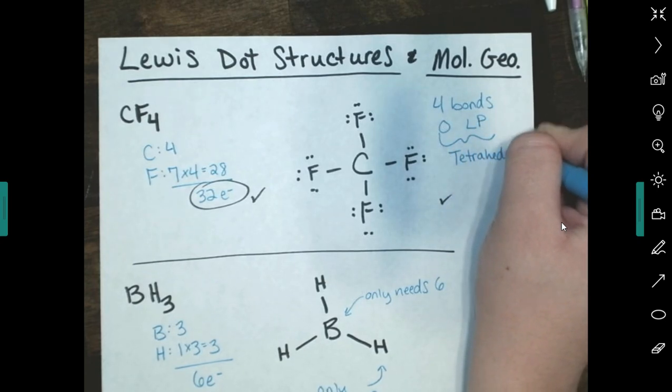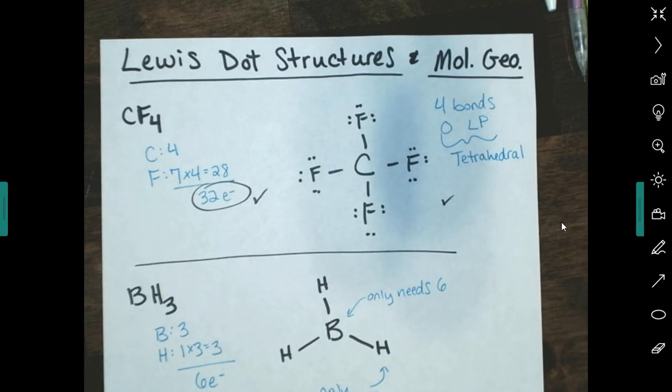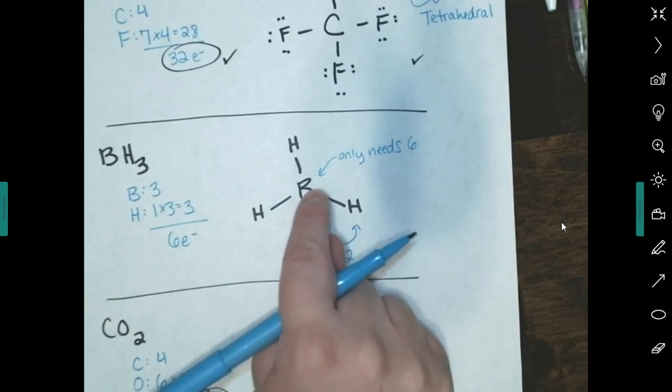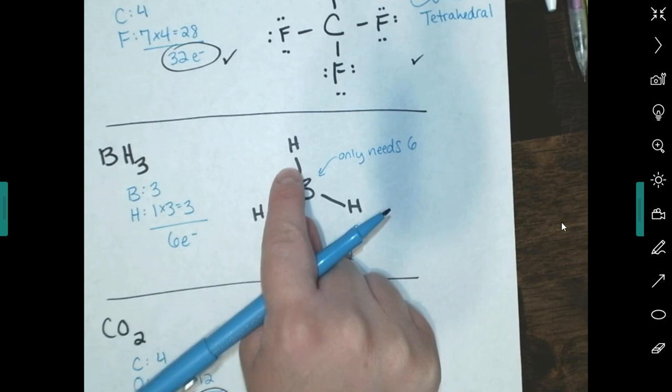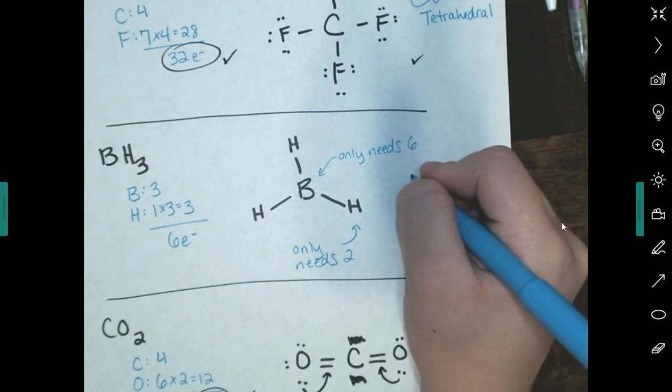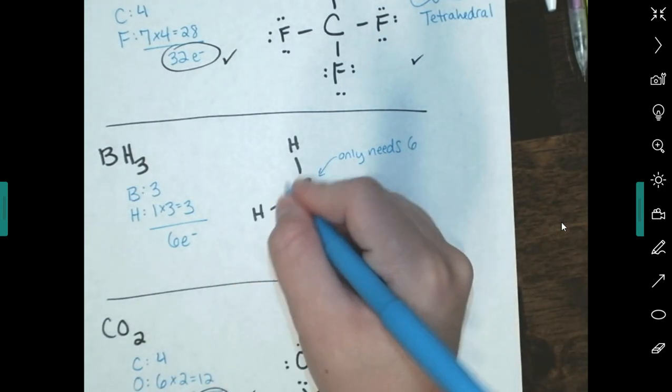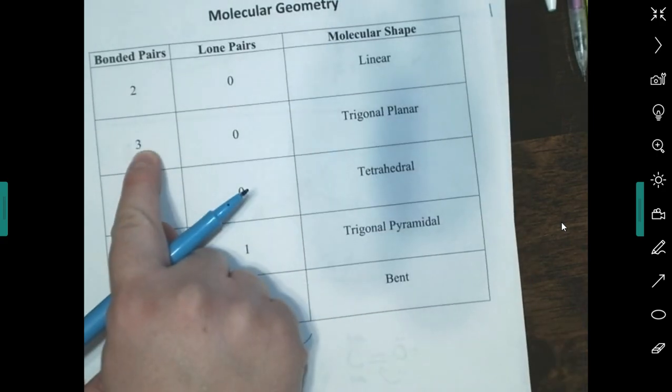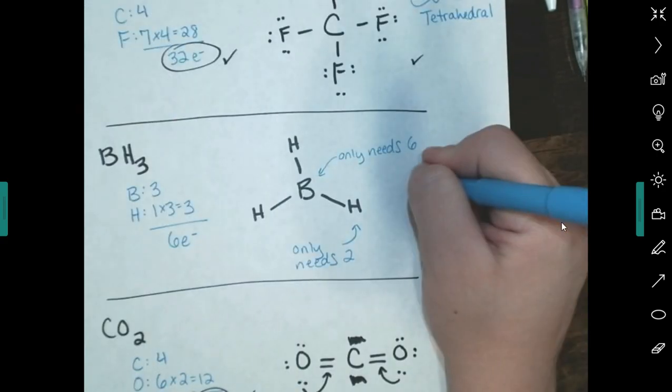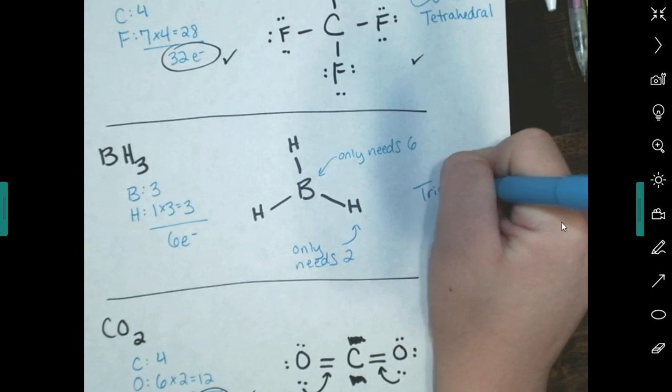Tetrahedral. Okay? The next one, let's look at it. How many bonds do I have around the central atom? I have 1, 2, 3 bonds around the central atom. And I have 0 lone pairs around the central atom. So 3 bonds, 0 lone pairs, that's trigonal planar. Okay, trigonal planar.